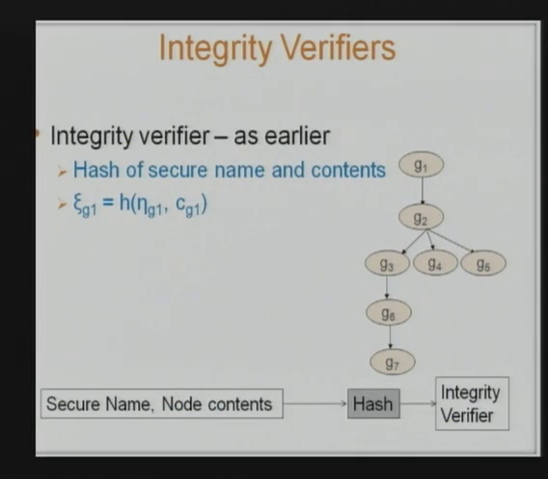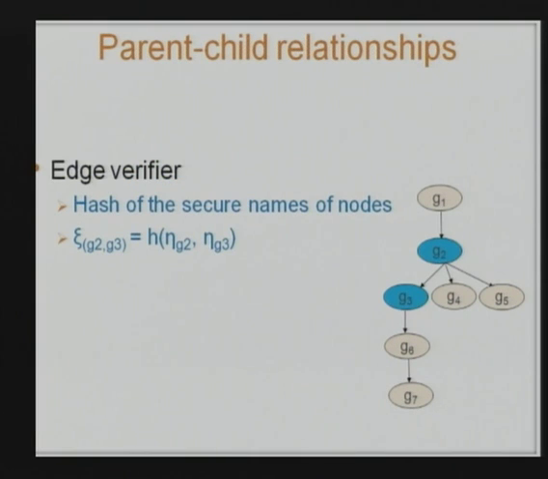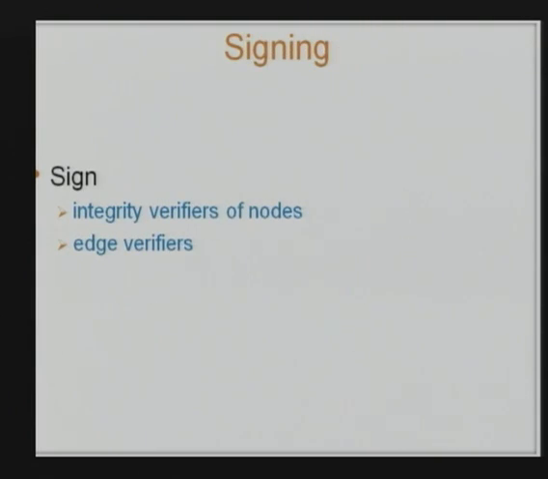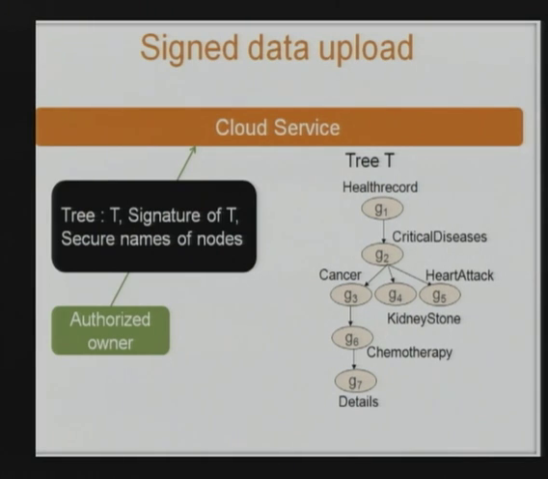Okay. Similarly, and as before in the structural signatures, we compute the integrity verifier of the nodes, and for the parent-child relationships we have two options. Either we assign a different secure name for the parent-child relationships, or we take a hash of the edge. So signing is carried out using condensed RSA or aggregate signatures.